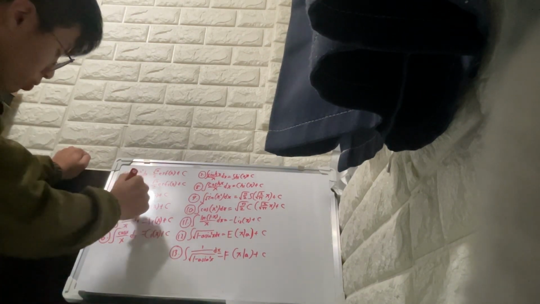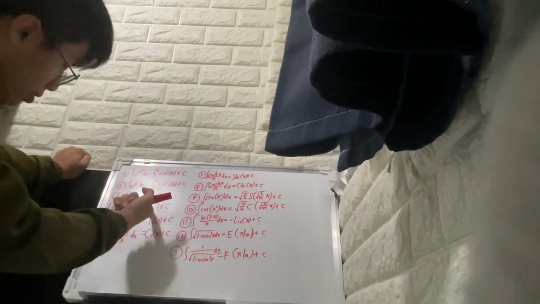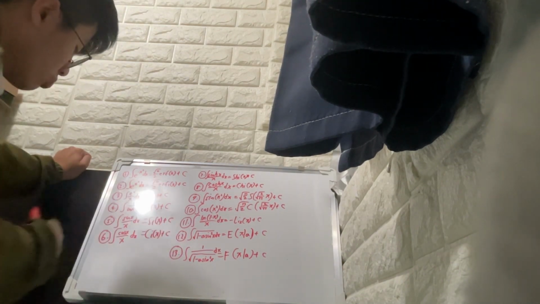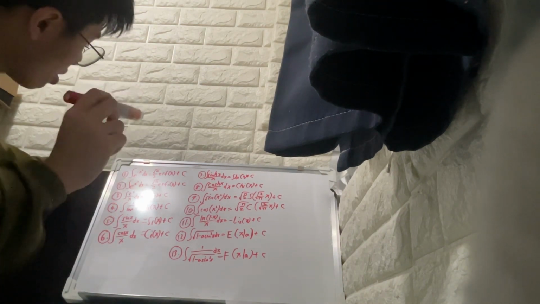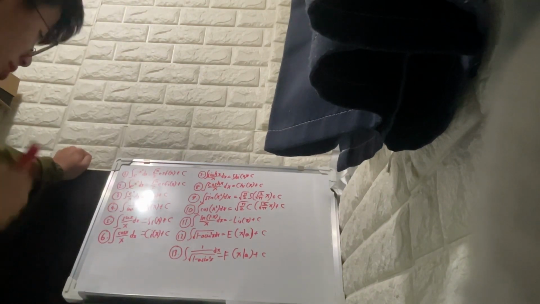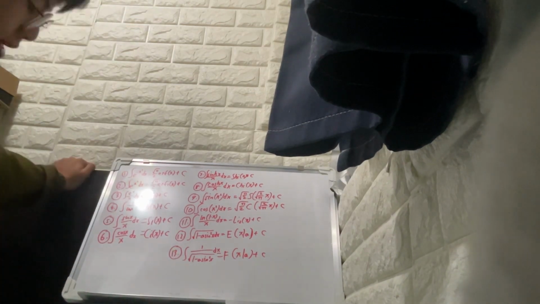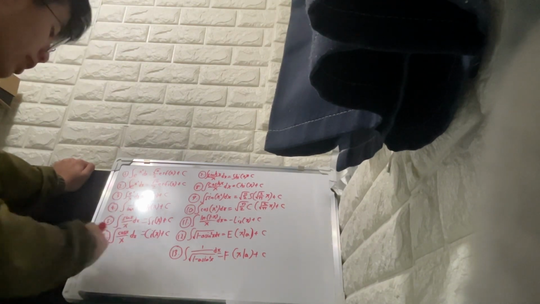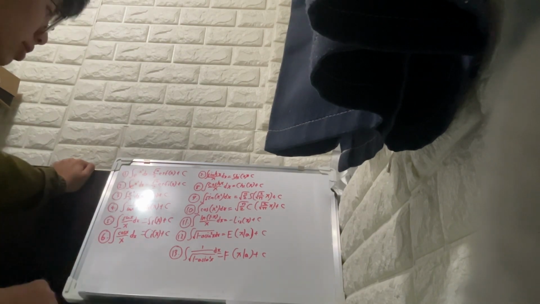Number 4, the integral of 1 over ln x is equal to li of x, not ln. Be careful. It's li, not the imaginary number, and it's called the logarithmic integral, plus c. Number 5, the integral of sine x over x is equal to Si of x, and it's called the sine integral. Number 6, the integral of cosine x over x is equal to Ci of x plus c.